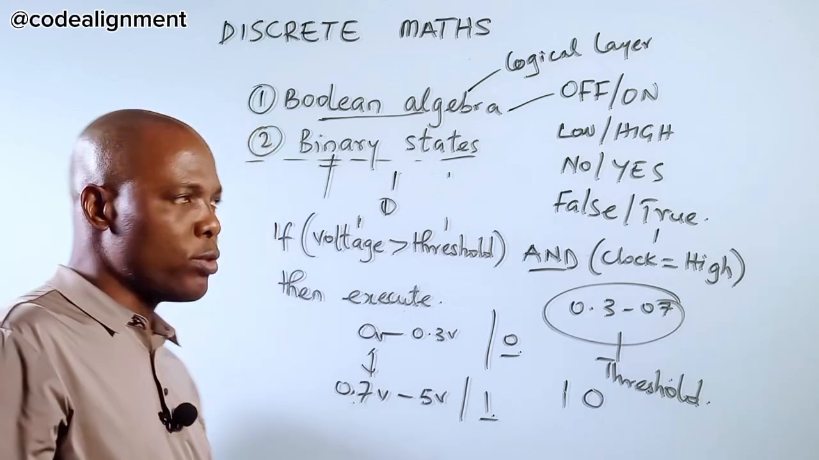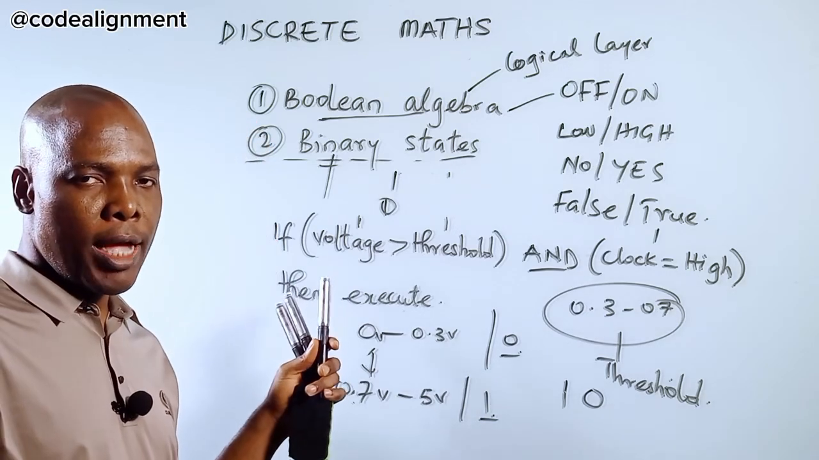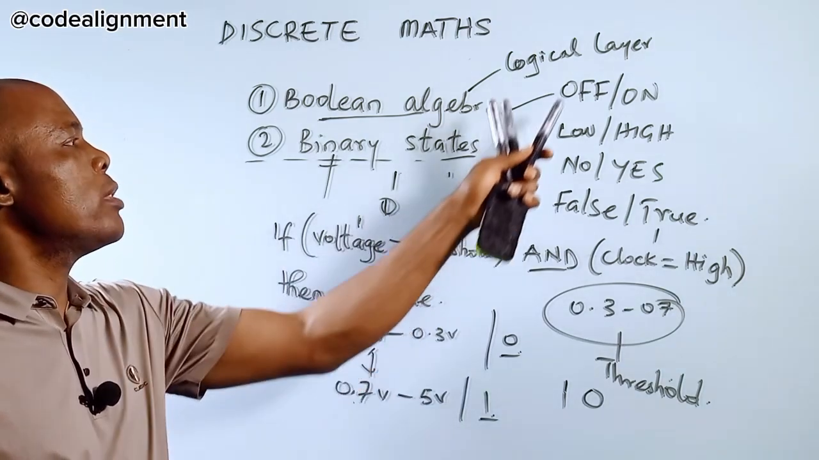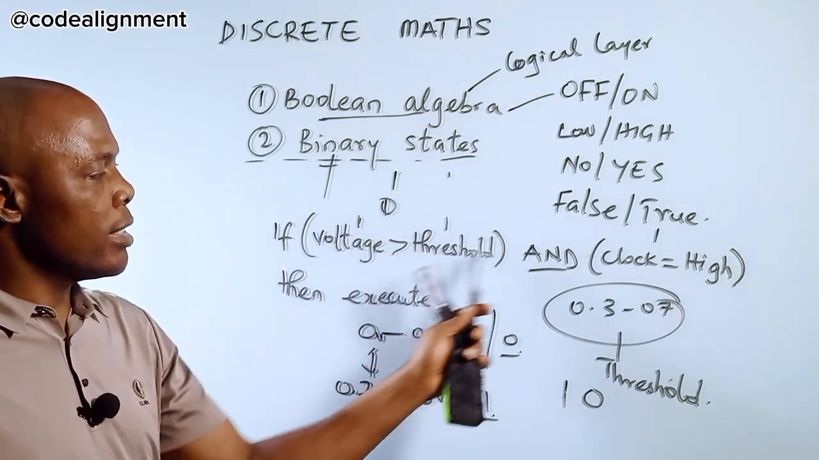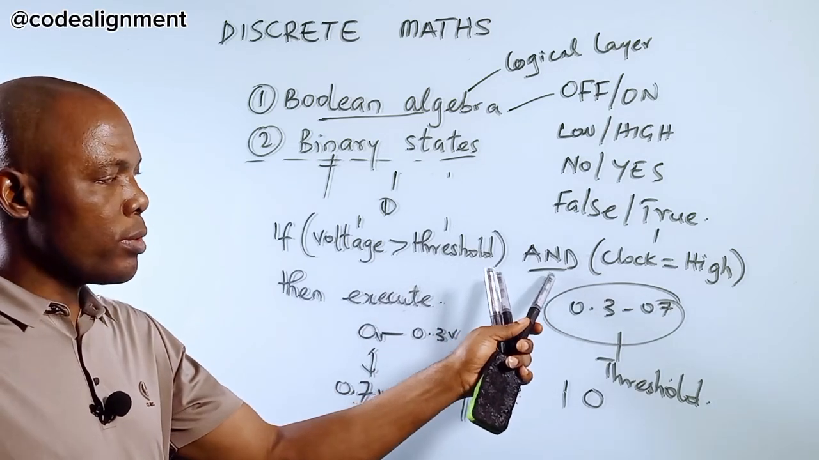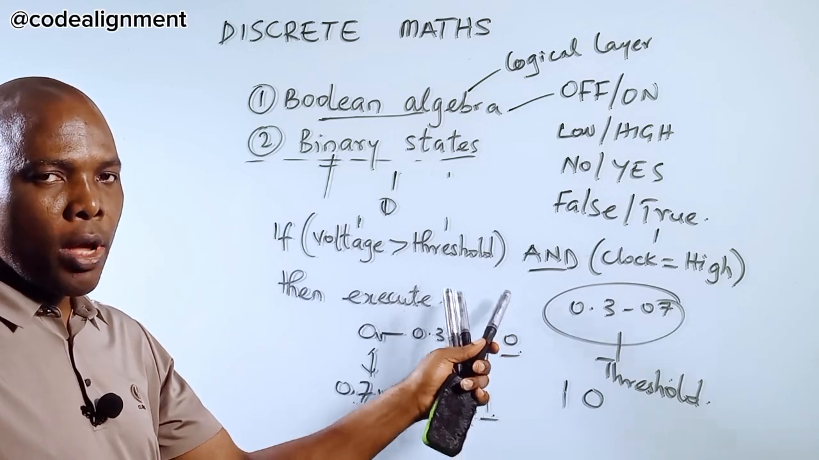In the next class, I will show you the truth table and the switch theory. The truth table has to do with this on-off and this linear Boolean algebra: what happens when it is AND, when it is OR, and when it is NOT.